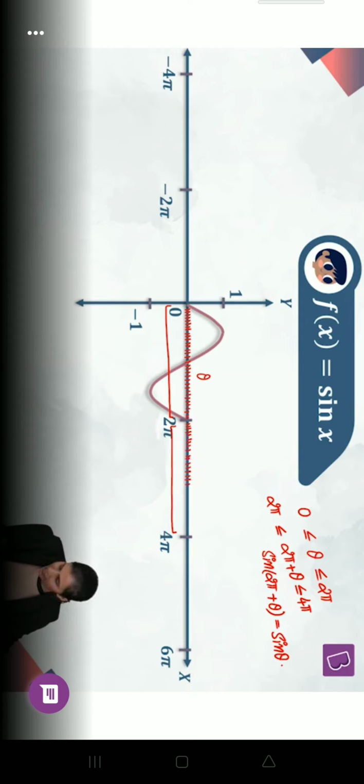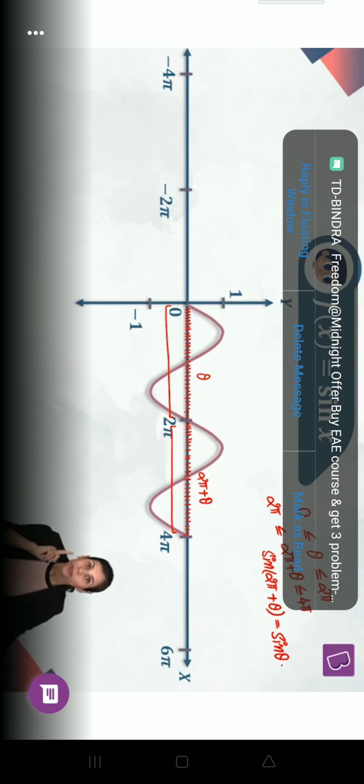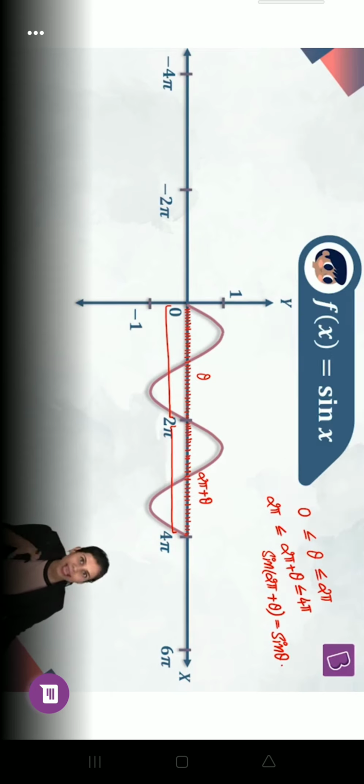Now that I have the graph of the sine function in 0 to 2 pi as well as 2 pi to 4 pi, that means completely 0 to 4 pi, the next target will be to find the graph of the sine function in the further next interval of length 2 pi, which is 4 pi to 6 pi, using the exact same strategy. See, if I take theta to be an angle lying in 2 pi to 4 pi, then obviously 2 pi plus theta will be an angle lying in 4 pi to 6 pi. And again, sine of 2 pi plus theta is the same as sine theta. That means what are you getting?